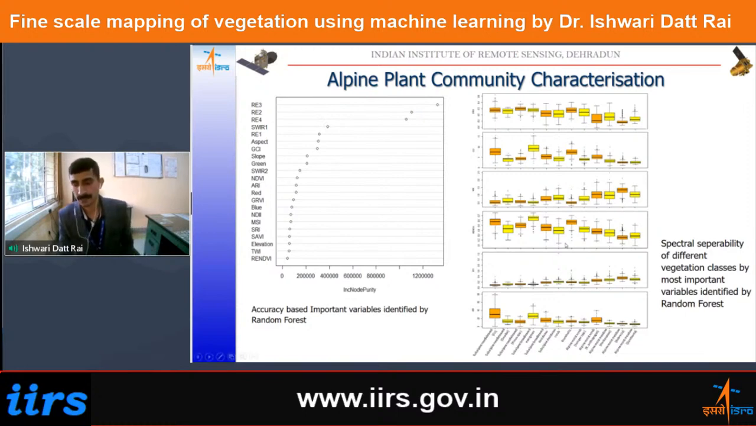And again, you can see the spectral separability of different vegetation classes in the most important predictor variables generated through the random forest algorithm. These are some utilities of the random forest classifier apart from the mapping. It also shows which band is most important in the classification, and how they are useful in discriminating the different classes of interest.